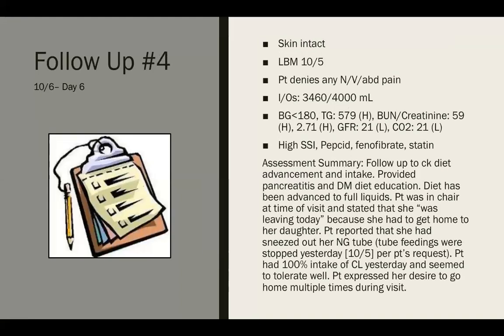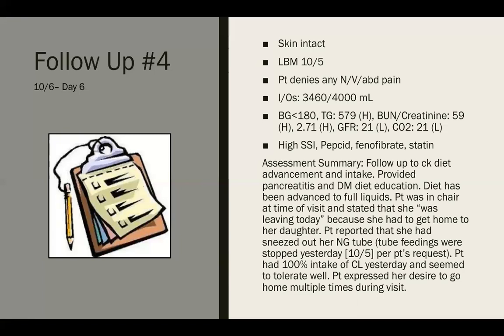All right, now moving into follow-up number 4. This is patient's day 6 on October 6th. Skin remains intact. Patient had a bowel movement yesterday. Patient denies any nausea, vomiting, or abdominal pain. Patient's still diuresing well, good urine output. Blood glucose remained under 180.